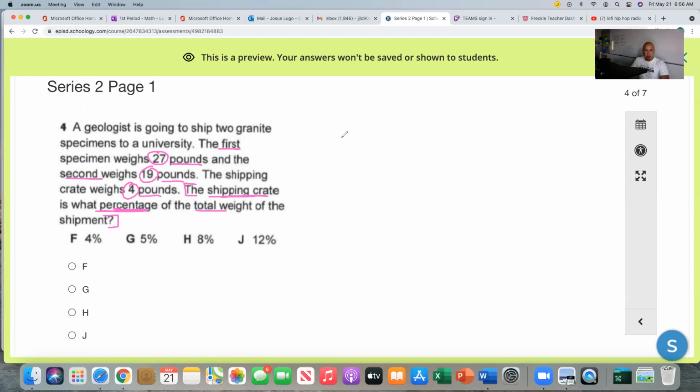To figure out the total weight, we need to add up 27 plus 19 plus 4, right? That's going to be the weight of the entire shipment. So this is 13 plus 7 is 20. Right? And then 4, 5. So that's 50 pounds. All right. So we have our total weight, which is 50 pounds. And we're interested in the shipping container, which is 4 pounds.